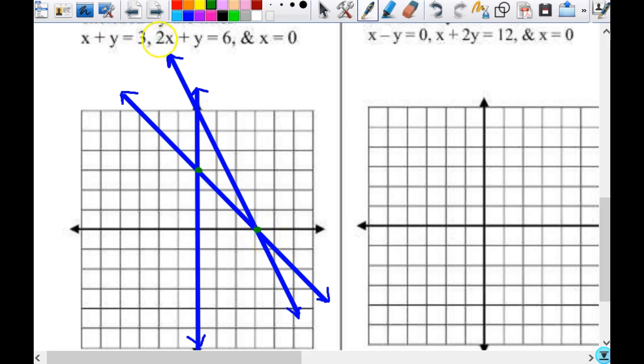Here, when x is 0, y equals 6. When y is 0, I get 2x equals 6, so x equals 3. There are my 2 points for that line. Okay? Everybody okay with that?